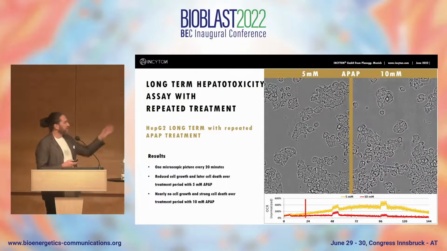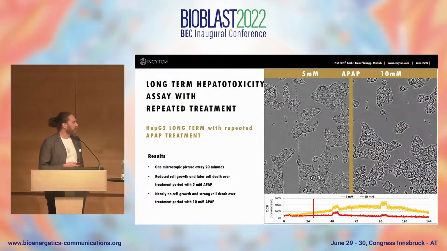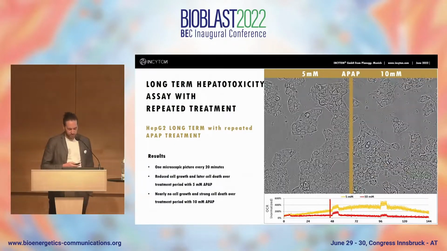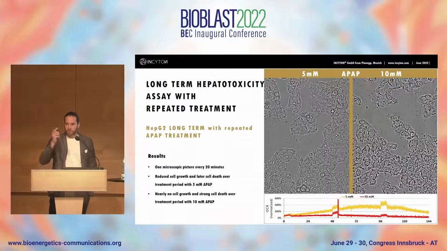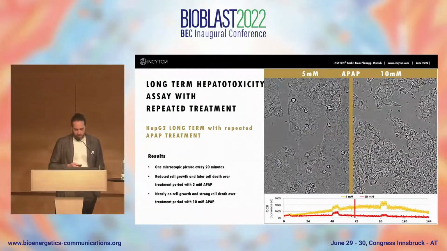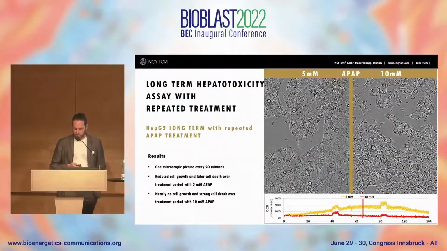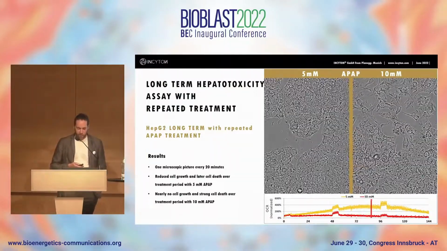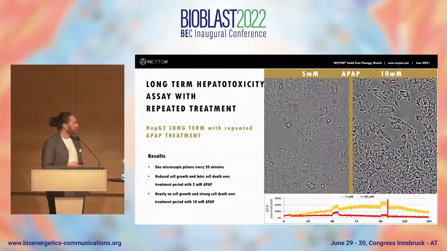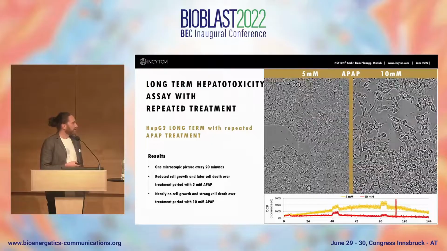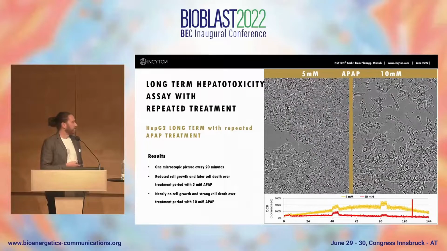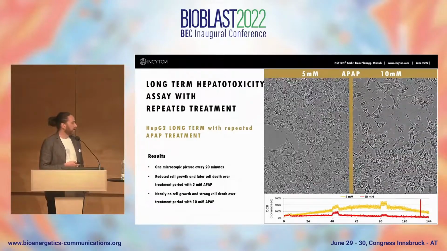So what you can see is the movies of this 5 millimolar and 10 millimolar at the same time, and with the oxygen consumption in the bottom, you see these images are taken at every time point, and also you have the respective graphs of what is going on within the oxygen consumption rate. And of course, what you see in the graph is that during treatment there is less proliferation and already a disintegration of the cells, and then the 5 millimolar is also decreasing the viability at the end of the experiment.